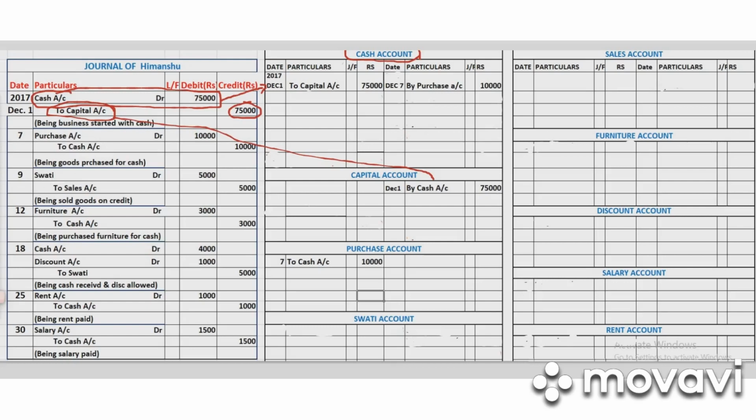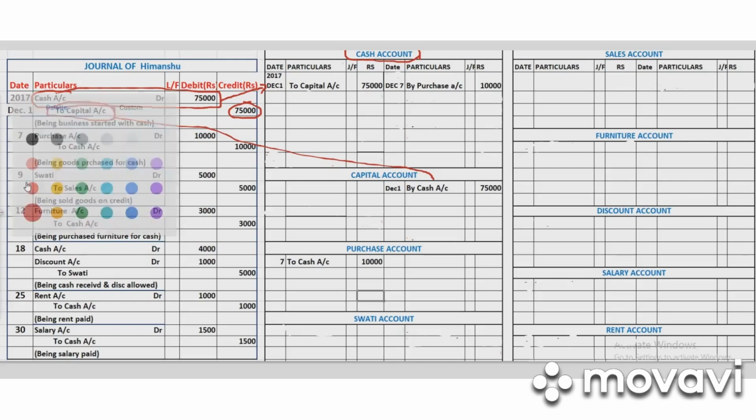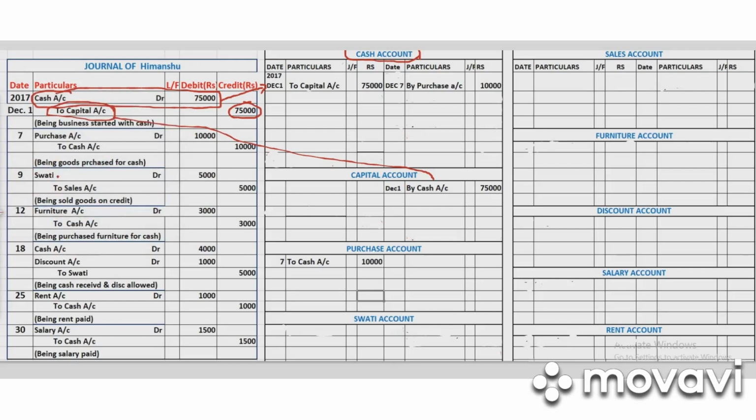Next you see, I will just show you how it is. Okay, fine. In Swadi's account you can write to sales account in the debit side, and in sales account we write it as by Swadi's account. Furniture account you write to cash account in the debit side, then in cash account we write by furniture account, just opposite. Then for the transaction number 18, entry number 18, cash account is debited.